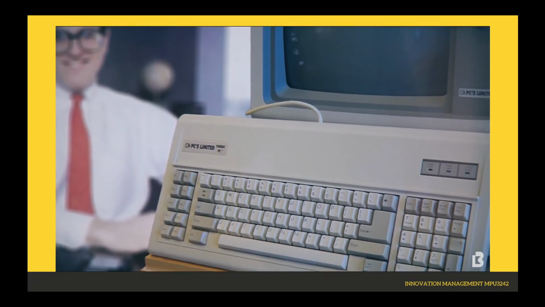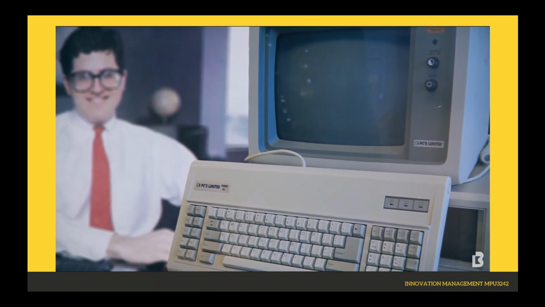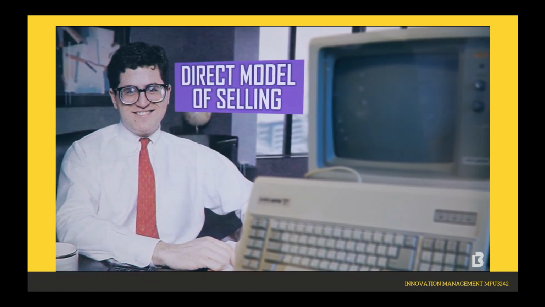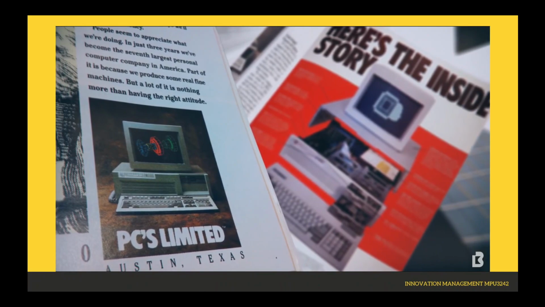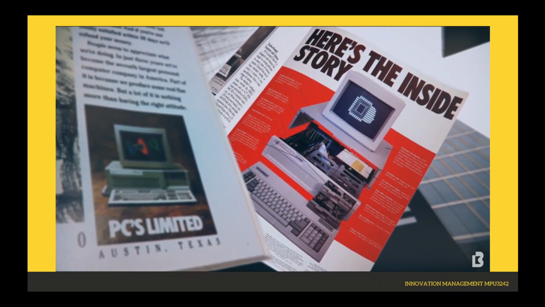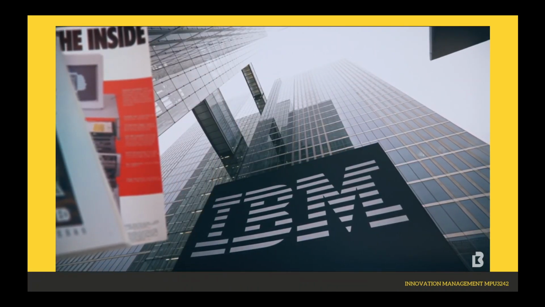Although it would be harder to attract buyers initially, PCs Limited would be selling at a discount compared to its established competitors. Michael went all in on his approach, which became known as the direct model of selling. He advertised directly to knowledgeable consumers in computer magazines. This experienced consumer base could pick options to have their PCs custom assembled, a service that could not be provided by mass production giants like IBM.